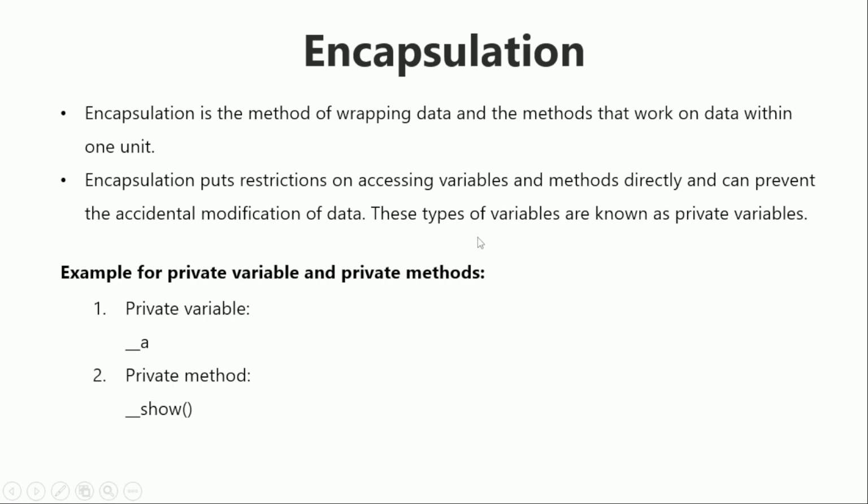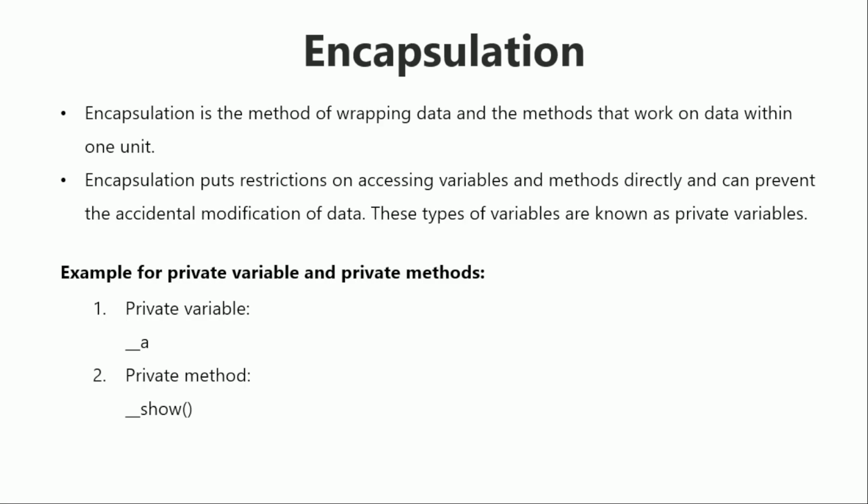Encapsulation. Encapsulation is the method of wrapping data and the methods that work on the data within one unit. So encapsulation puts some restrictions on accessing variables and methods directly and can prevent the accidental modification of data. These types of variables are known as private variables. So we make use of private variables in order to achieve the encapsulation process.